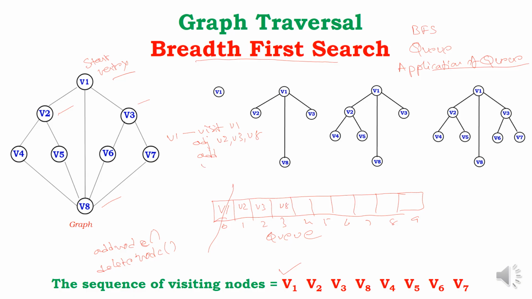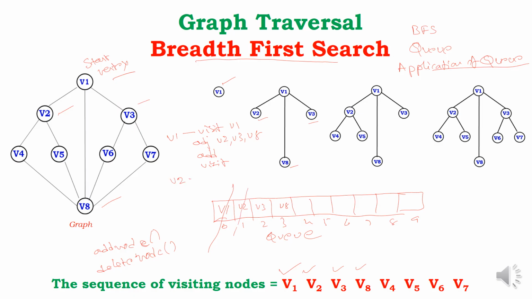Then visit V2, V3, V8. So V1 is visited, then V2, V3, V8 are also visited. Now, while the queue is not empty, is the queue empty? No, the queue is not empty. It contains three more nodes. Delete one node.